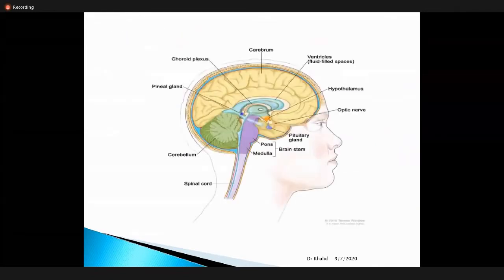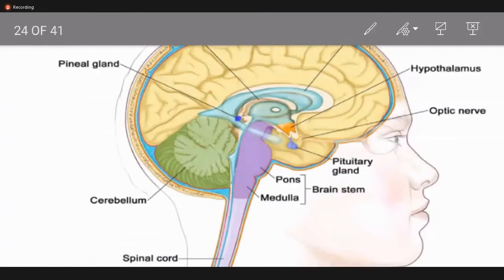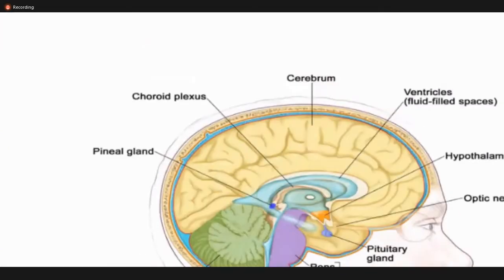This is the pineal gland. Here you can see this blue on the posterior aspect of the brain stem.